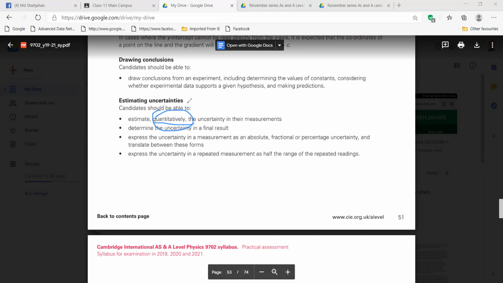So when you are getting quantitatively, that means the values you are getting numerically. And qualitatively means you will give the explanation from the physical appearance. That one is called qualitative.